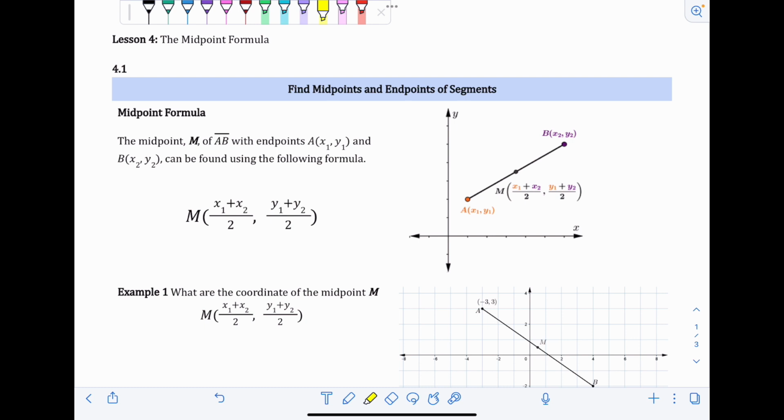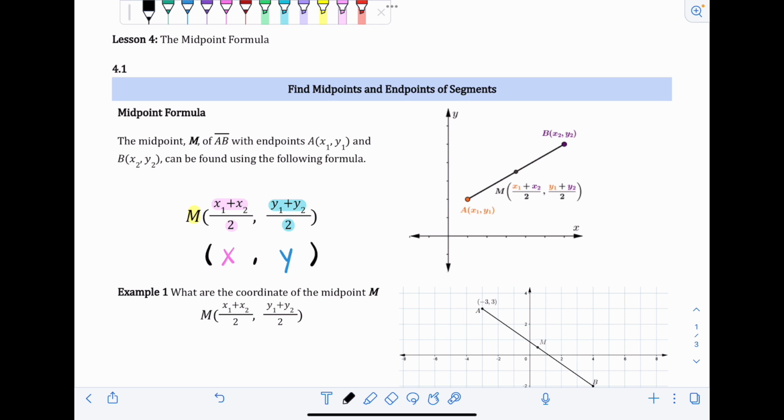It says the midpoint M of segment AB with endpoints A and B can be found using the following formula. So the formula is M, and that M is really just the name of the point because we name points with just letters, so M for midpoint. But it's (x1 plus x2 over 2, and then y1 plus y2 over 2). So really you're finding an x and a y coordinate for the midpoint, and you can even see the formula is structured like a point, with parentheses and a comma separating the two values.